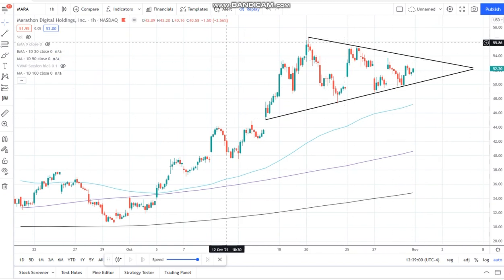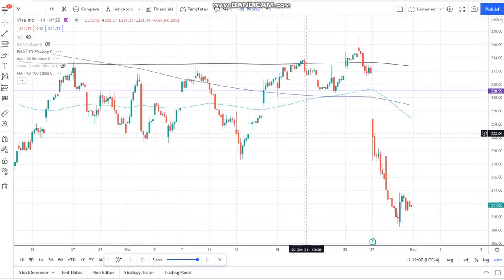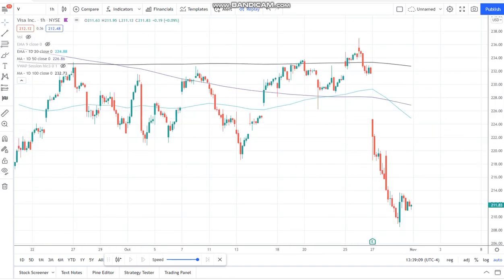So Mara is a very good example to show you. If you want, I can even show you more stocks. I don't know, right? Just randomly click on any stock. This stock is what? Visa.